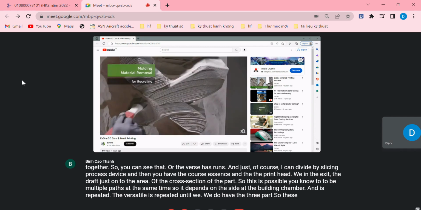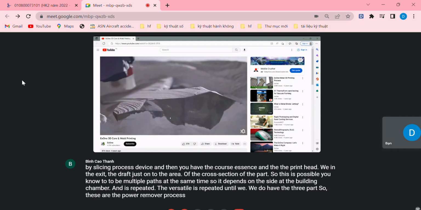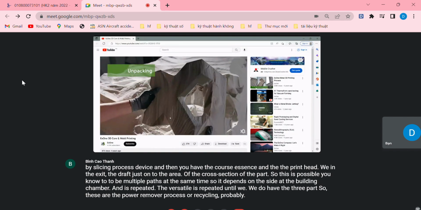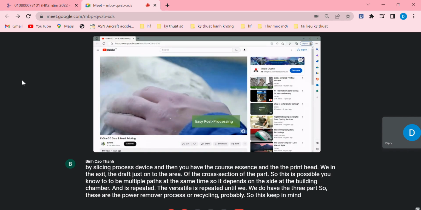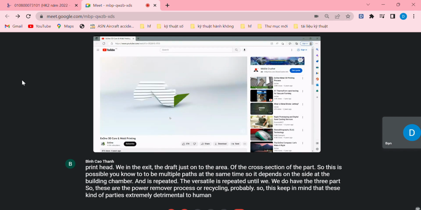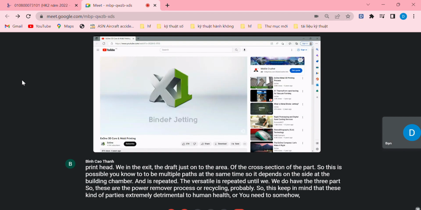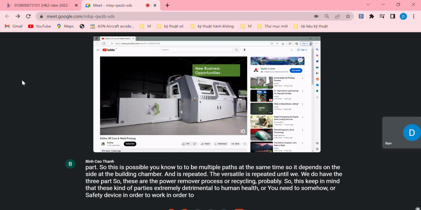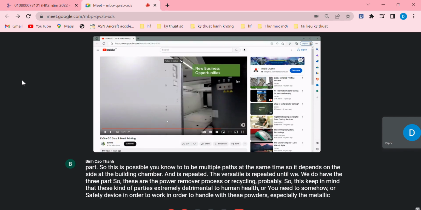So this is a powder removal process for recycling, probably. Please keep in mind that this kind of powder is extremely detrimental to human health. So you need some safety device in order to handle these powders, especially the metallic powders.